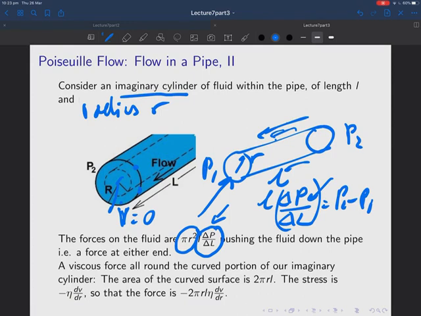The viscous force all around the curved portion of an imaginary cylinder is just the curved surface area, 2πrL, times the stress.